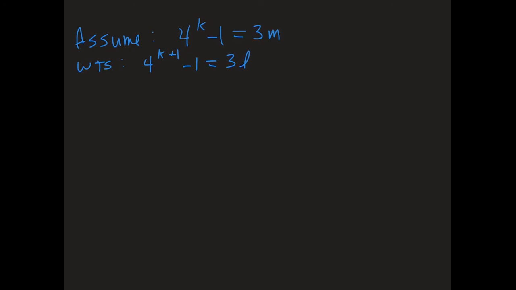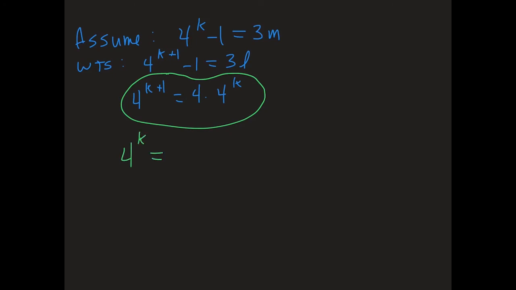Well, maybe you're going to notice that 4 to the k plus 1 is just 4 times 4 to the k. That is a useful fact that we may want to use. So how can we use that? Look up here. What we can do here is we can just rewrite this as 4 to the k equals 3m plus 1.